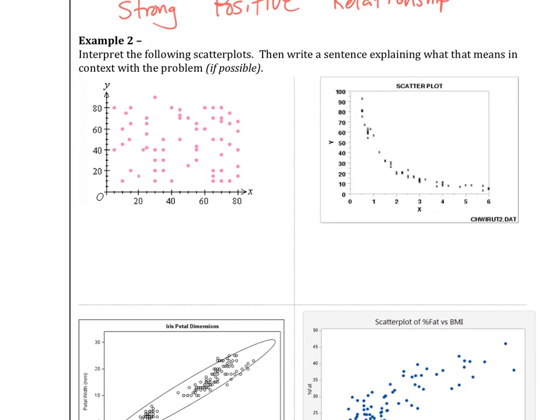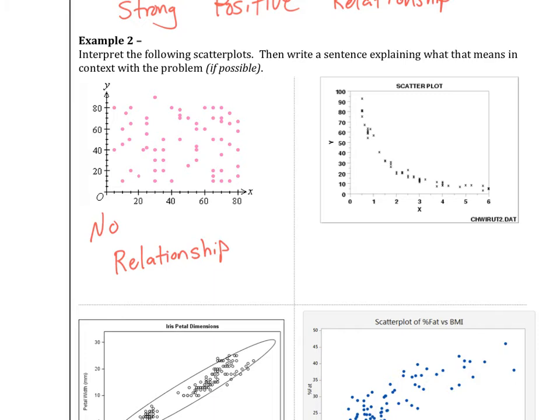Okay, example 2, we have some pictures. Interpret the following scatter plots, then write a sentence explaining what that means in the context of the problem, if possible. So if you look at the first one, you see how the dots are kind of randomly all over. There's really no connection at all. So this one has no relationship. There's no connection, like not really clustered together. There's no line formed. It's just nothing.